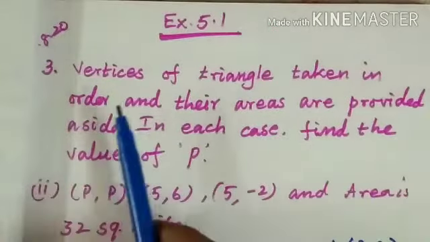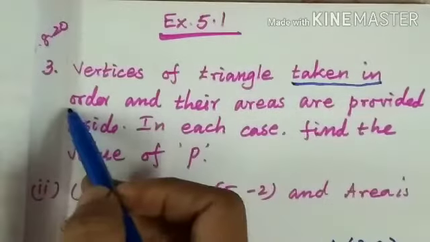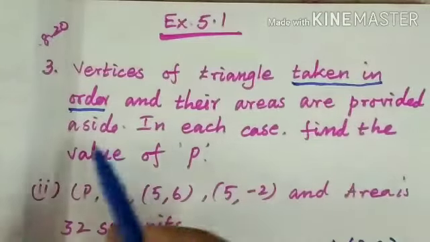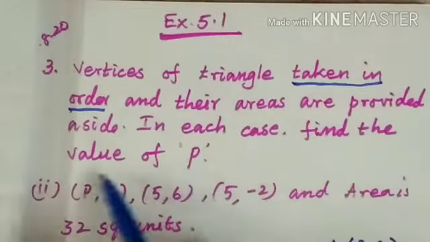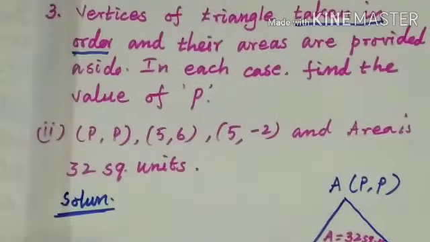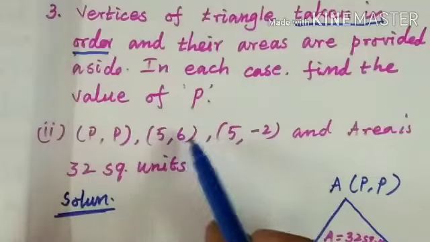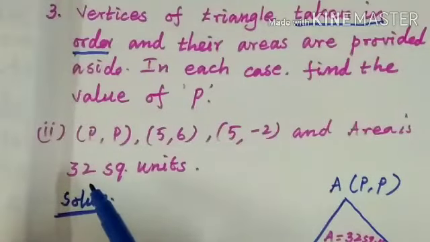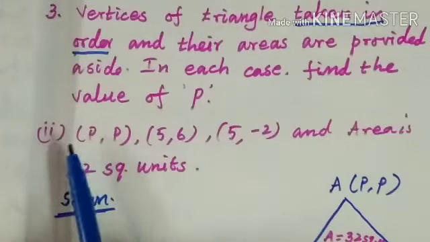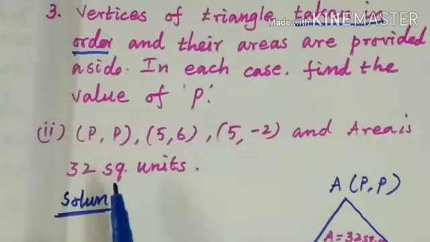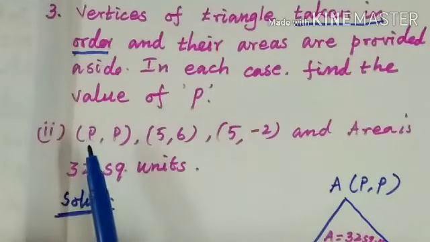Vertices of triangle taken in order and their areas are provided aside. In each case, find the value of P. See the second subdivision. The given points are (P, P), (5, 6) and (5, -2) and the area is 32 square units. In this question, the vertices of the triangle and the area are given. We have to find the value of P.